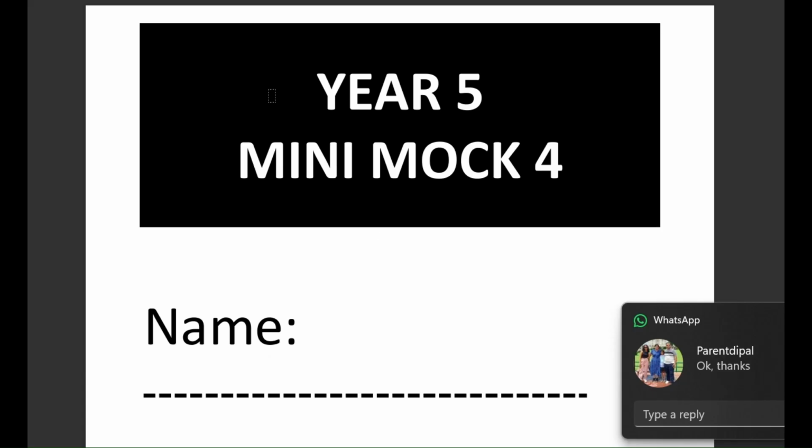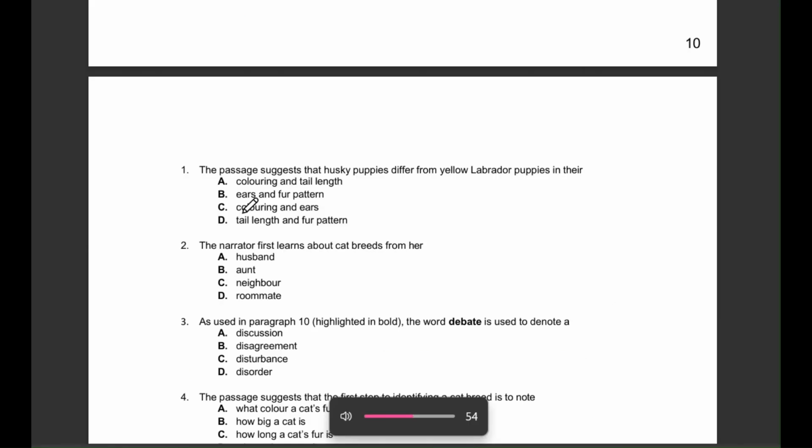Our Year 5 Mini Mock 4 walkthrough. So question number 1. The question asks, the passage suggests that husky puppies differ from yellow Labrador puppies in their, and gives us 4 options.